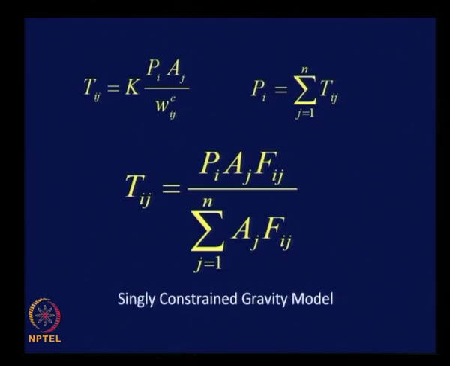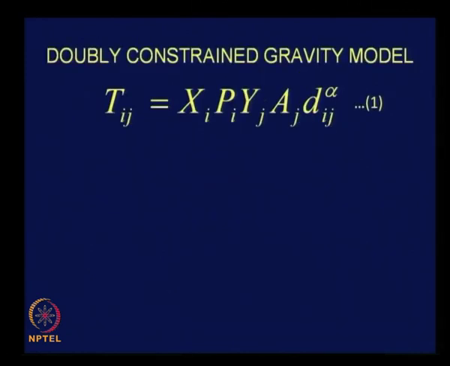The other constraint is taken care of while we actually distribute the trips, and it is possible to incorporate both the constraints at the initial stage itself and straight away do the distribution process without any iterative procedure involved in getting the trip distribution values. And such a model is named as doubly constrained gravity model, because both the constraints are put into the model formulation at the beginning itself.